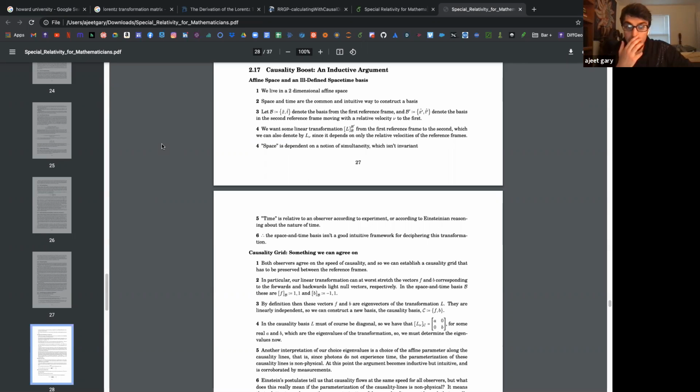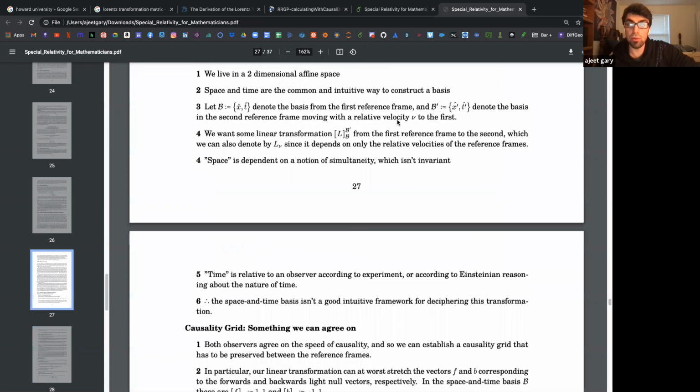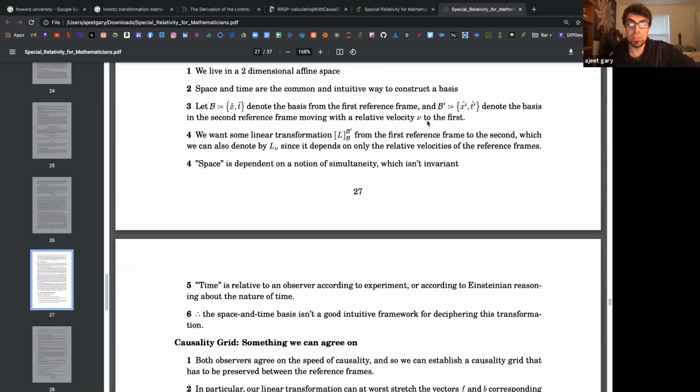Okay, so like we started at the very beginning, we have affine space. We'll start in 1-1 space, so 1 dimension of space and 1 of time, so just 2-dimensional affine space. Space and time are the intuitive ways to construct a basis. So here's a basis B. We have x hat and t hat for some space dimension, some time dimension. And then we have some other reference frame that has another space coordinate, another time coordinate. The idea is we need to figure out how to transform our space and time coordinates into theirs so that we agree on everything. Okay, so the other reference frame is moving with relative velocity nu to the first.